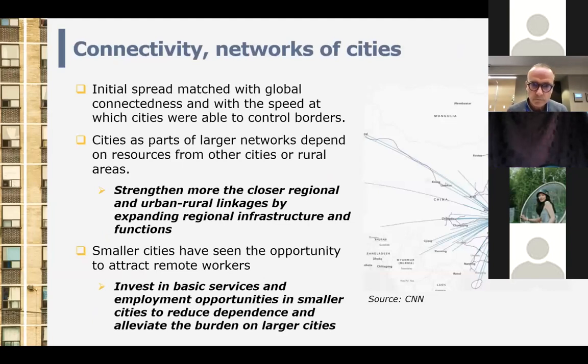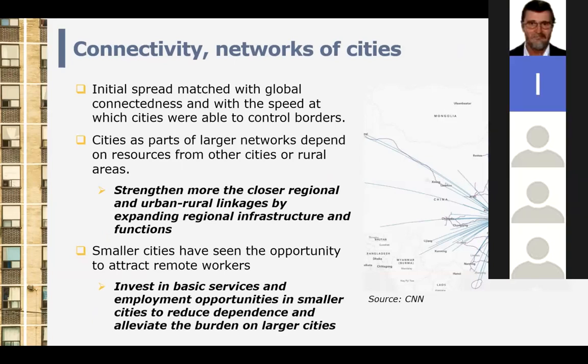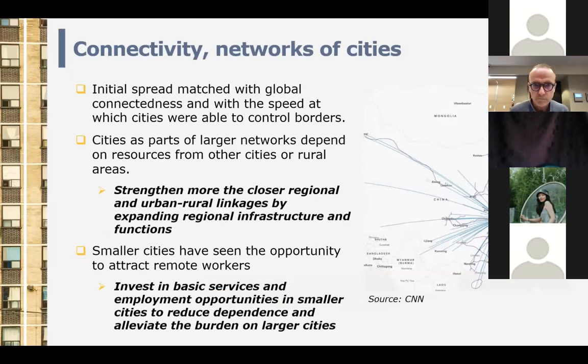The initial spread of COVID-19 matched with global connectedness and with the speed at which cities were able to control their borders. The COVID-19 pandemic, which first emerged in Wuhan, soon spread to countries in Europe connected through its trade networks. Cities are parts of larger networks dependent on resources from other cities or rural areas. Strengthening regional and urban-rural linkages and expanding regional infrastructure and functions can make cities more robust.